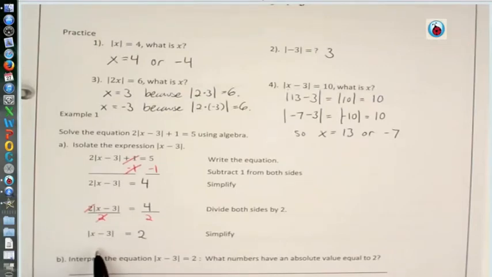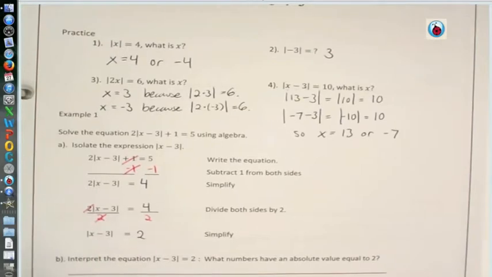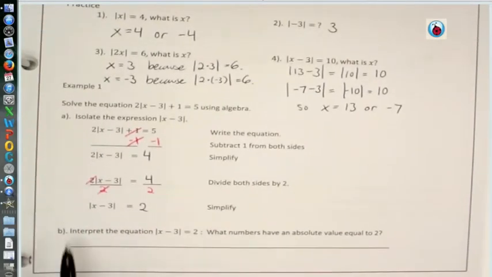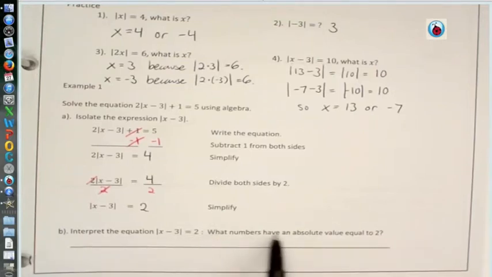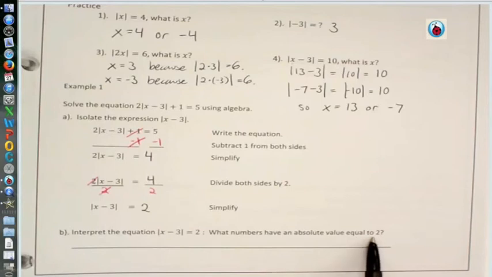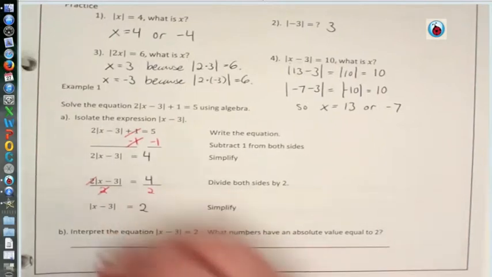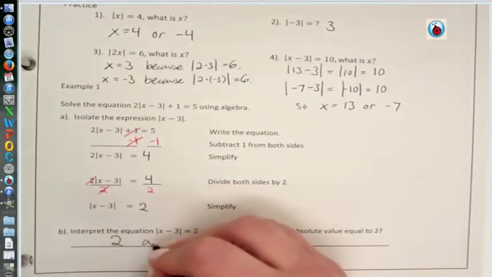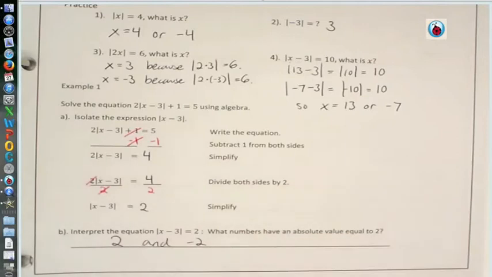But now what? Okay, so I have to interpret this equation. Absolute value of x minus 3 is 2. The question is, what numbers have an absolute value equal to 2? Well, two numbers have an absolute value of positive 2. 2 and negative 2. Both of those numbers have an absolute value of 2.